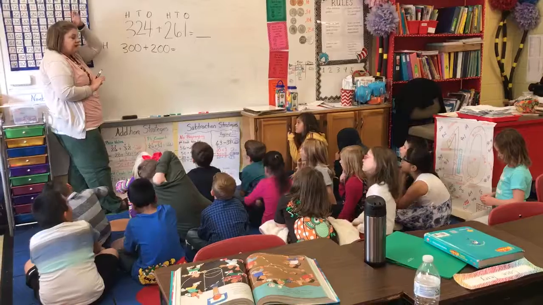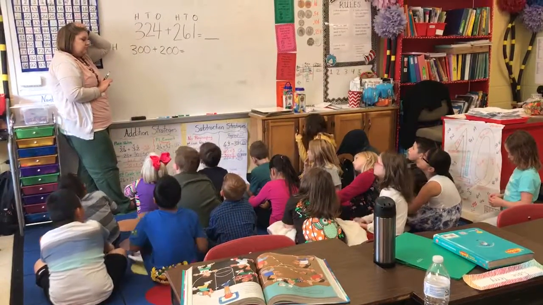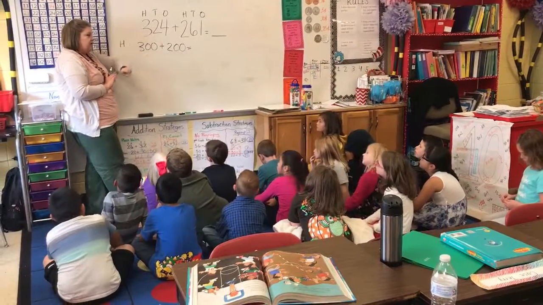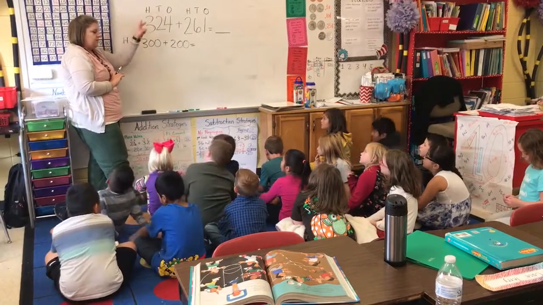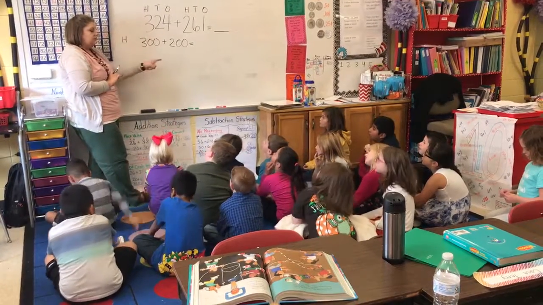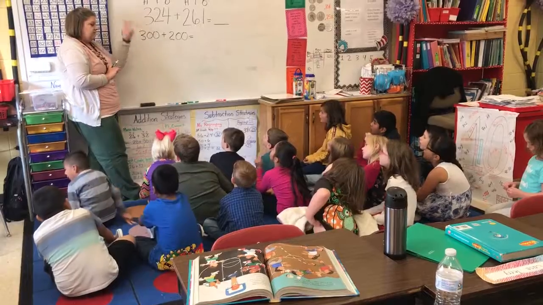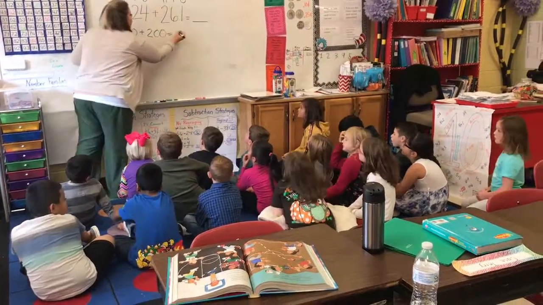But what I'm thinking is you put how many in your brain? 300. And then you count up what? How many hundreds do you count up? So you say 300, 400, 500. So we've got 500.